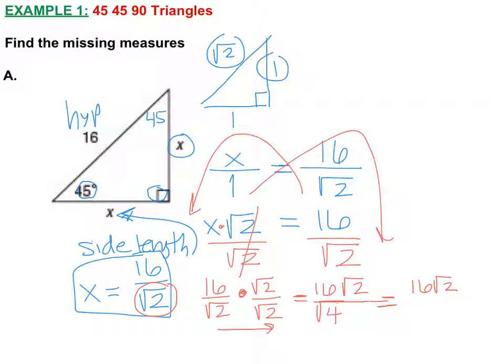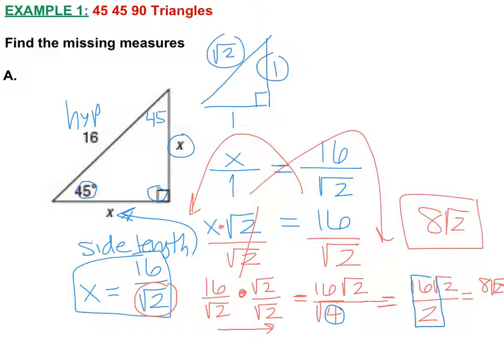And on the bottom, 4 is a perfect square. So we can take that square root and we end up with 2. At this point, we can do one more simplification step, which is reducing this fraction. So we end up with 8 times the square root of 2. So I'll just write 8 square root of 2 is our final answer for that side length.